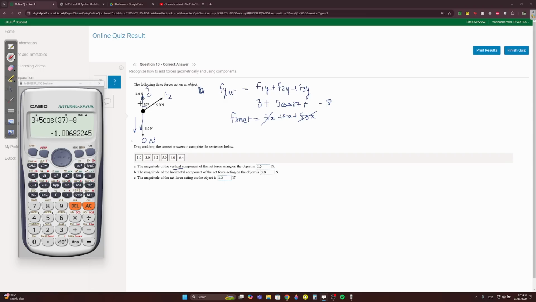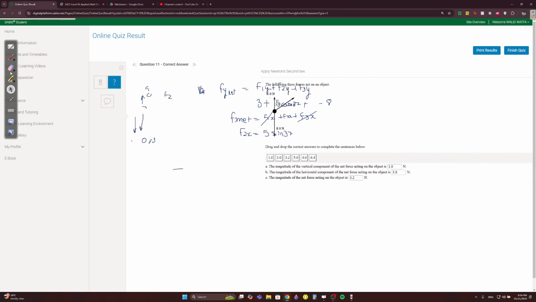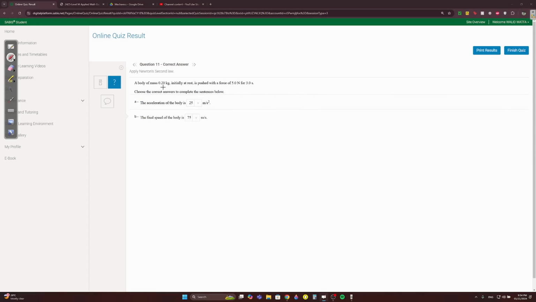F2x, how much is it going to be? The angle's with the vertical, so F2x will be 5 sine 37, a positive answer, which is 3. He said magnitude, so we just take 3. What is the net force? Net force is the radical of Fx squared plus Fy squared, so 1 squared plus 3 squared. You get 3.2 to the nearest integer. There's no other answer that you could choose here. Rounded, 3.2.